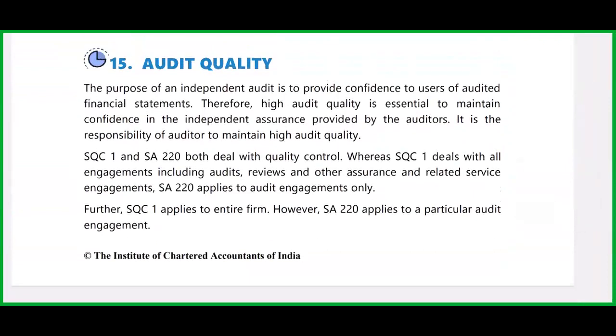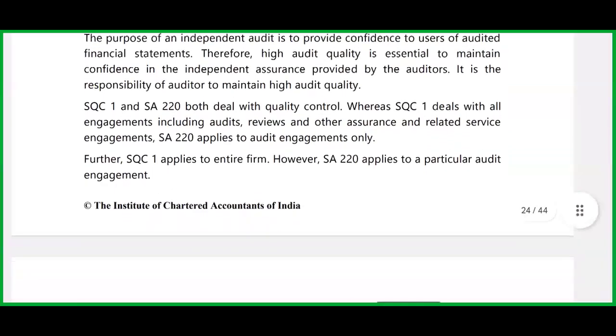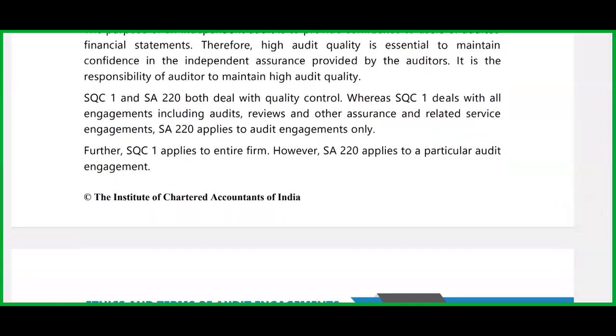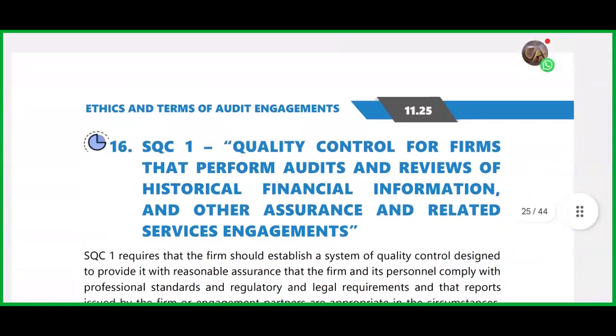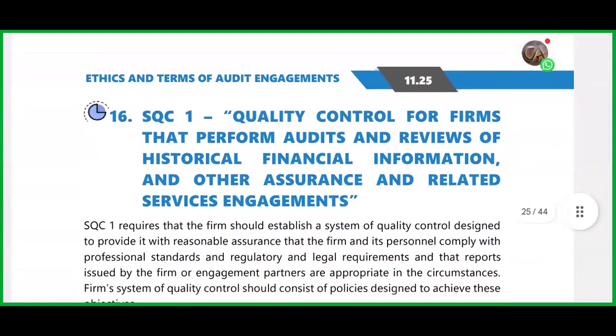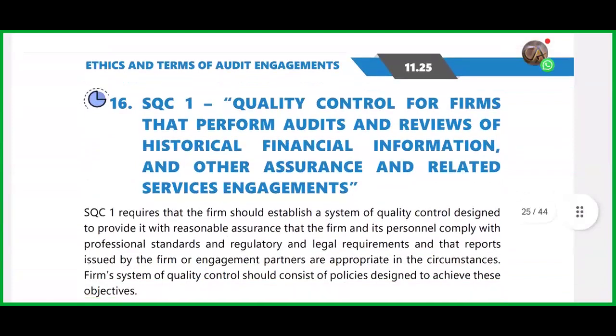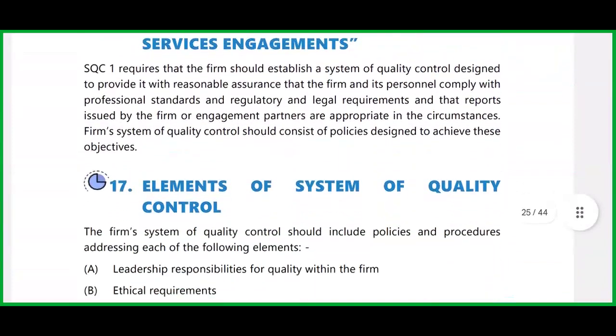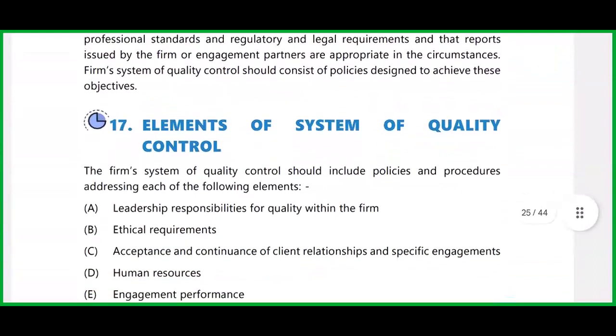Clear about this? Yeah. Last is SQC1. So SQC1 basically deals with audit engagements, which include audit, review and assurance. So it is quality control for firms that perform audit and other assurance and related services. So there are a few elements of a system of quality control.